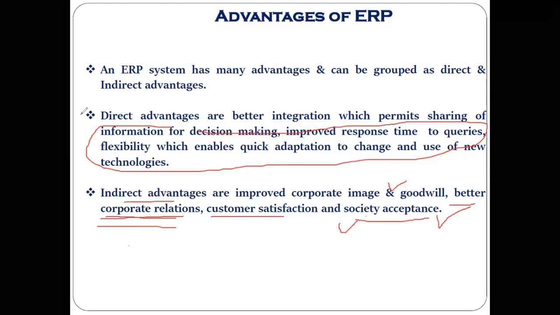So these are the two categories related with the advantages of the ERP. These are the direct advantages and these are the indirect advantages. The advantages we get from the direct advantages for that particular company come under the category of the indirect advantage. And under indirect advantage, you can see the improved customer corporate image, goodwill, better corporate relation.